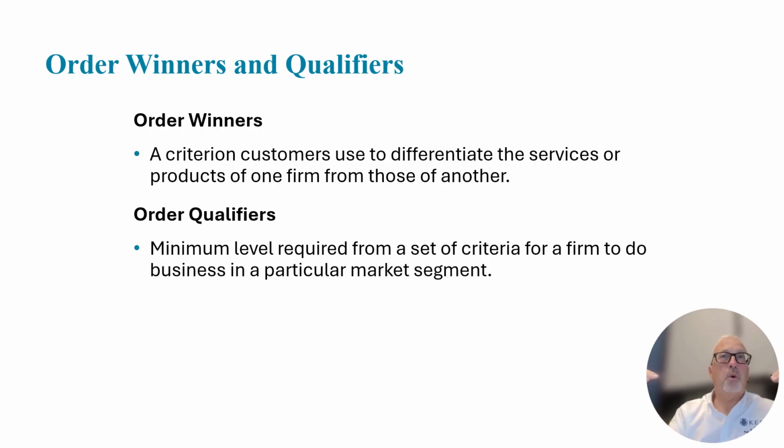And you always have to have your qualifiers, and your winners may change over time. So maybe people want healthier choices, or they want lower cost, or they want a value menu. So your winners, you sometimes have to tailor a little bit as the market changes. But your order qualifiers, if you're not meeting that minimum level, you're not in the game at all. So I hope that helps with getting your head around these topics.